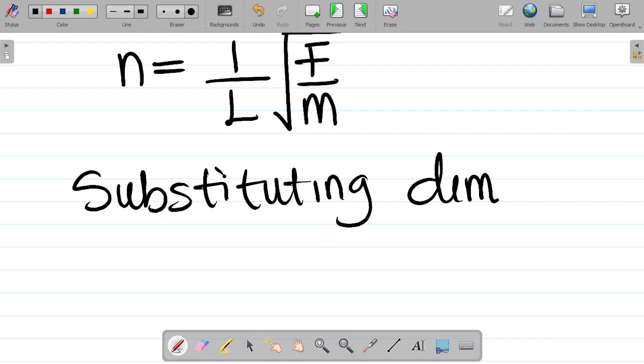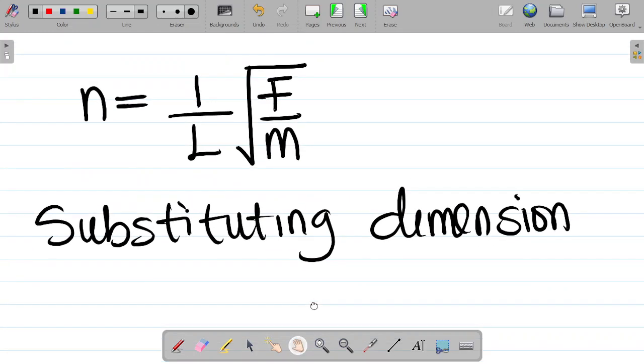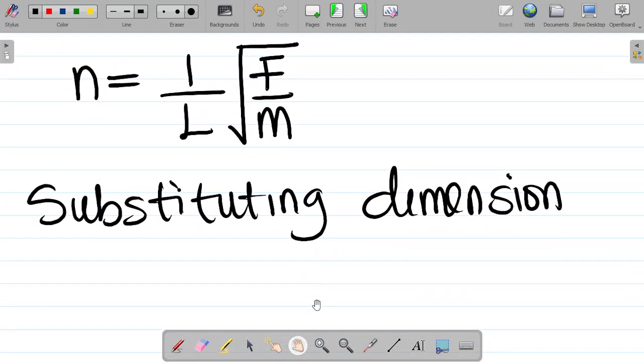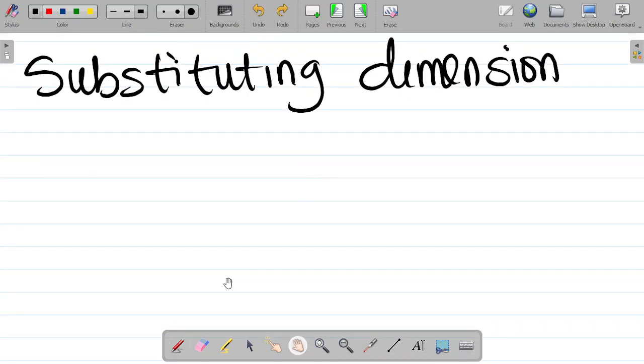Substituting dimensions. Remember that in the first task, or in method 1, we had to make m the subject of the formula first. In method 2, we can just proceed to substitute dimensions straight up, okay? If you do that, for n, which is the frequency, the dimension is simply T to the power minus 1. That's n is equal to 1 all over.